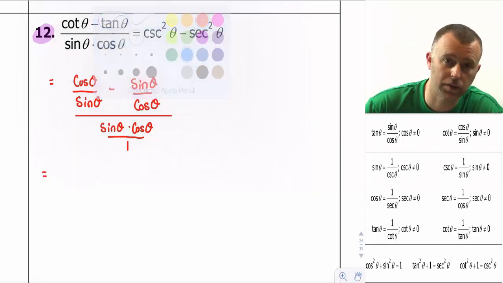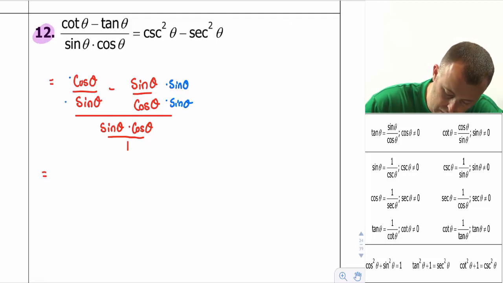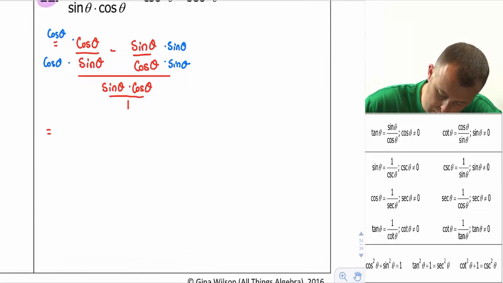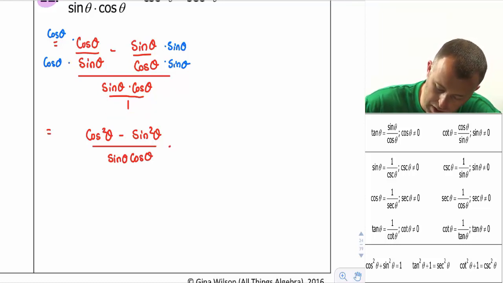So I'll do that. Just to remind you, I'm going to keep change flip here in a minute. Before I keep change flip, I have to get common denominators. So I'm going to multiply here by sine theta on top and bottom. Other side, multiply by cosine theta, top and bottom. So this becomes cosine squared theta minus sine squared theta divided by sine cosine. And now I'm going to keep change flip. So I'm multiplying by that denominator, 1 over sine theta cos theta.